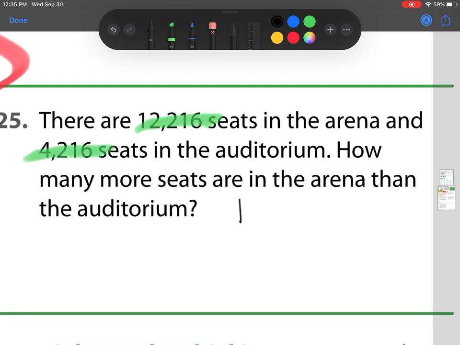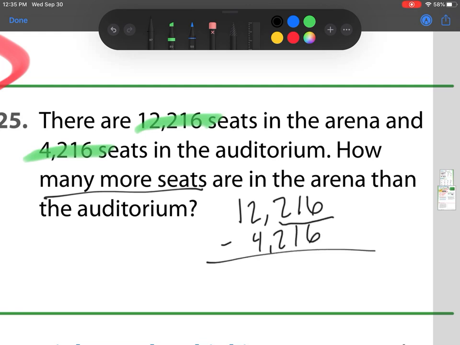Well, let's look. We have a total number, a big one, and this how many more means it's a subtraction. We're finding the difference between them. So I'm going to subtract, and notice what's nice. All of these numbers are the same, which means they're going to be 0, because I'm subtracting the same amount. Now I have 12 minus 4 is 8. So there's 8,000 seats more.